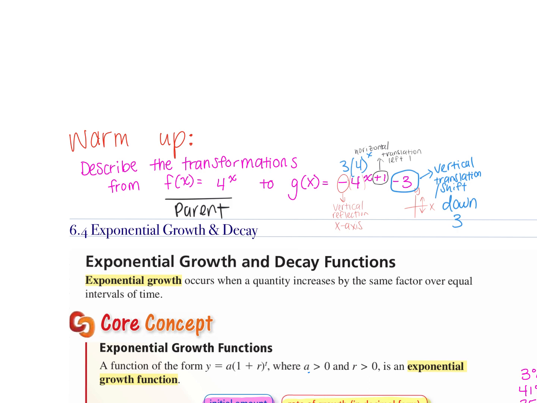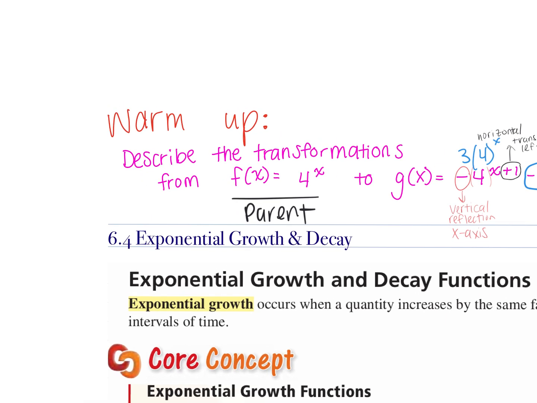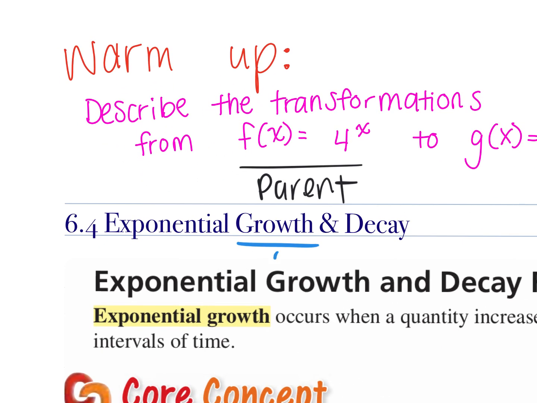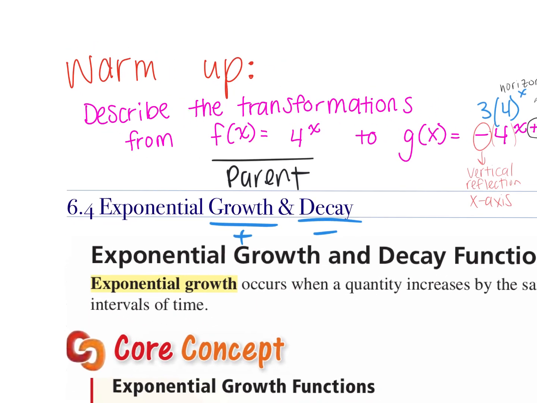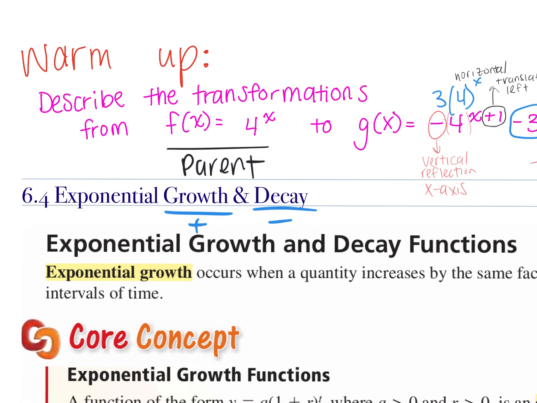So we have exponential functions. We have 2 exponential functions. We have a growth one and a decay one. Guess what a growth one does over time? It grows. Guess what a decay one does over time? It decays. It downgrades. It gets smaller. All right. So exponential growth and exponential decay. We're going to start with the growth function.